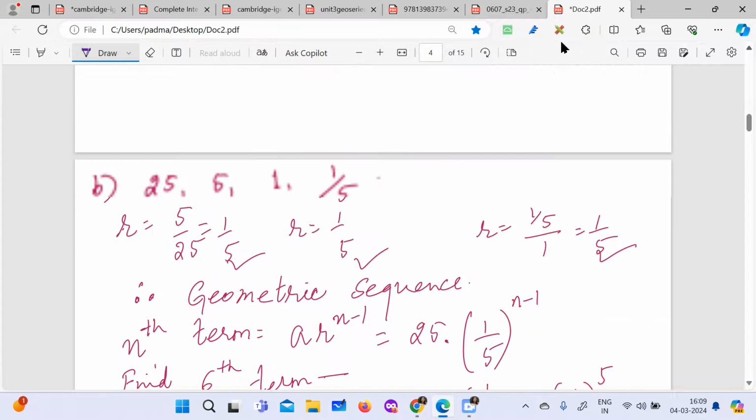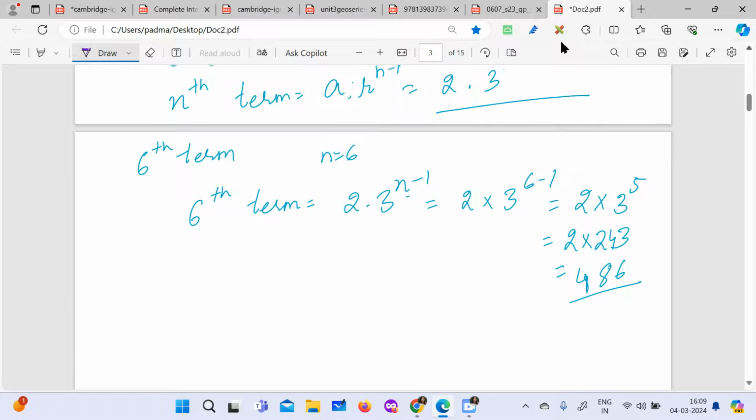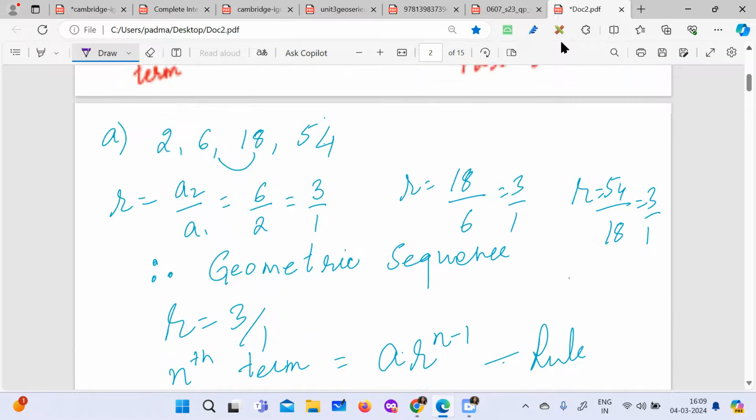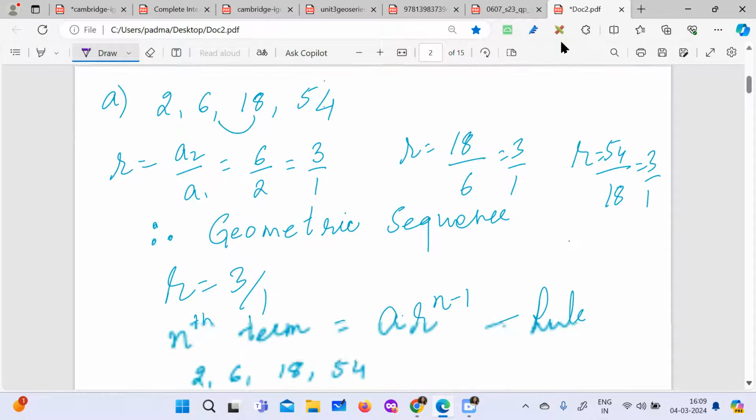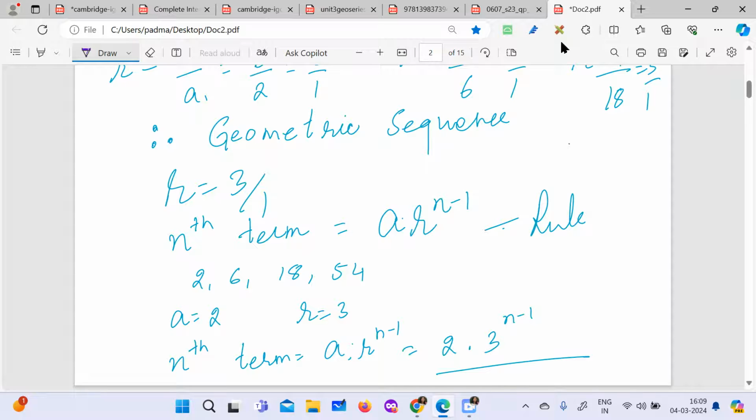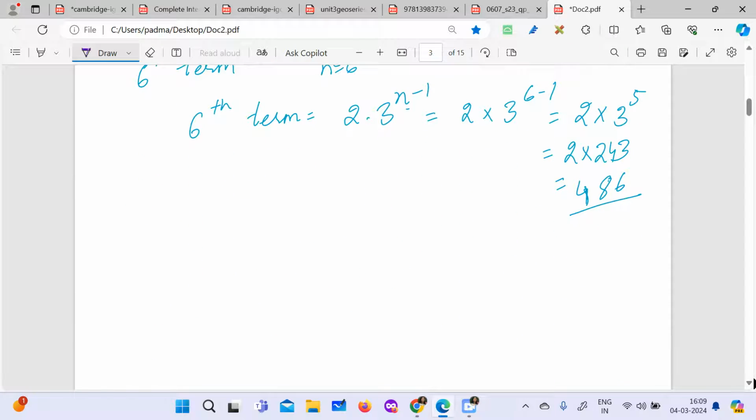So if our question is 1, 2, 6, 18, and 54, this is 1, 2, 3, 4, so this is the fourth term. Our nth term rule here is what we got: 2 times 3 to the power of n minus 1.